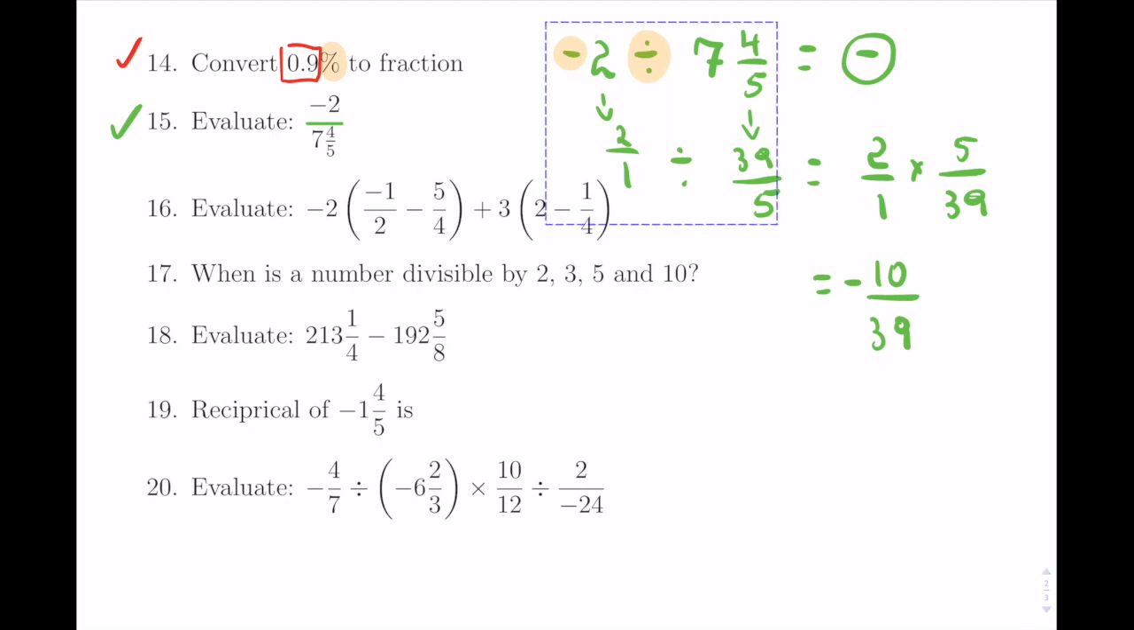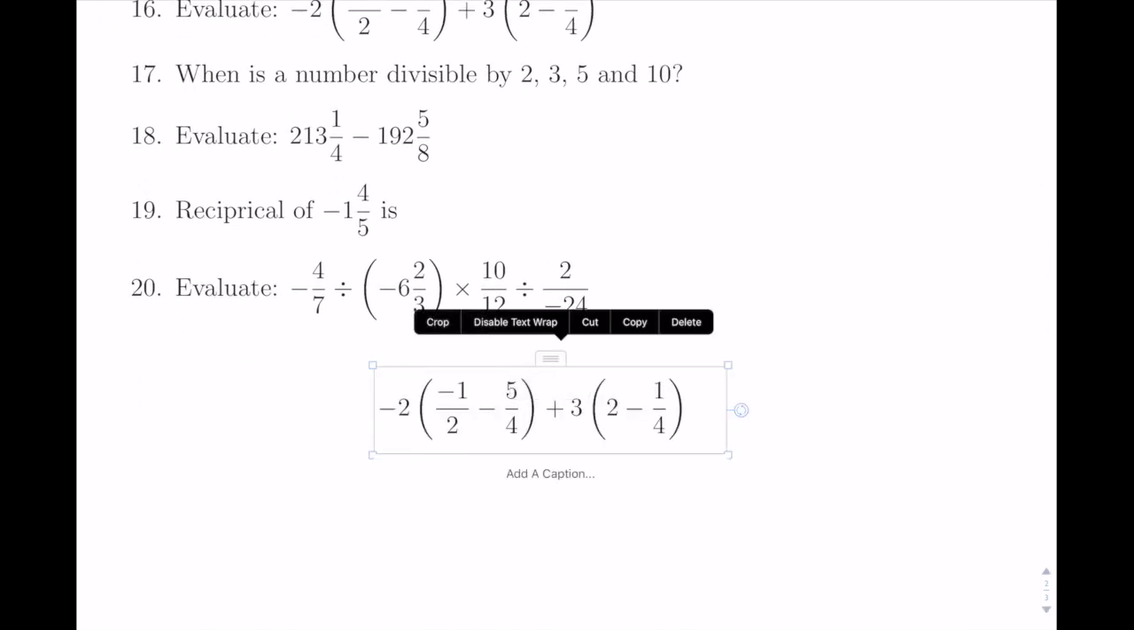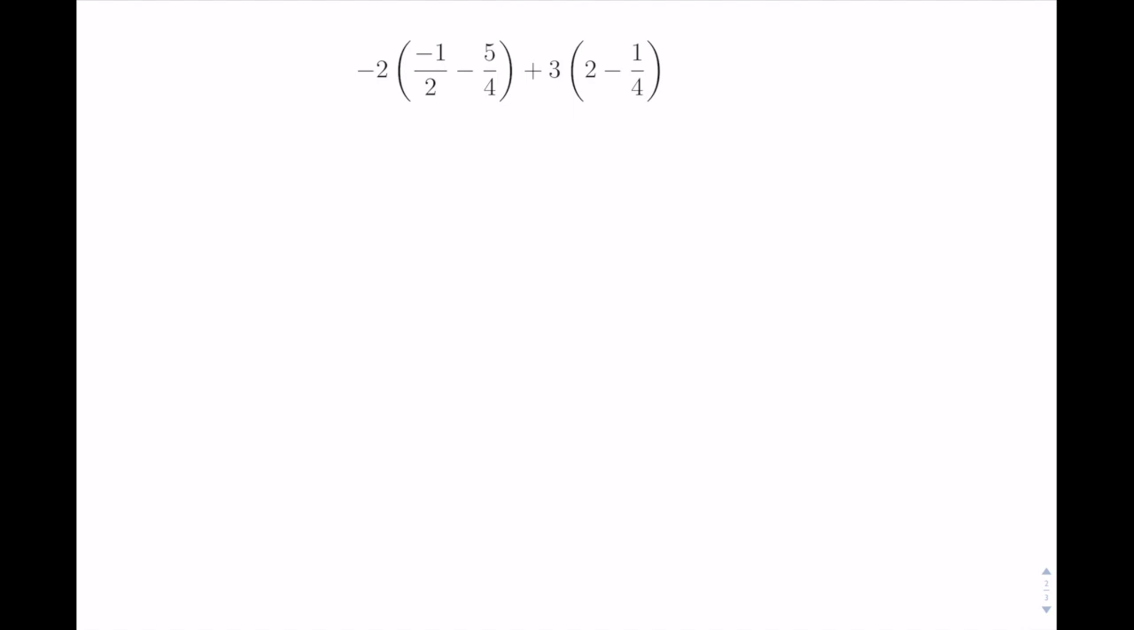Question 16. Okay, so this one looks a little bit harder. Okay, so let me just copy this question down here. So I'm going to bring it down so that I can work on it. Okay, and then I'll come back. All right, so what do we have? So we want to evaluate this. Okay, so negative 2. Now, I want to know, okay, what this bracket is, okay, because it's multiplication. Then I have, okay, an addition, okay, 3, and again, I have this bracket right here.